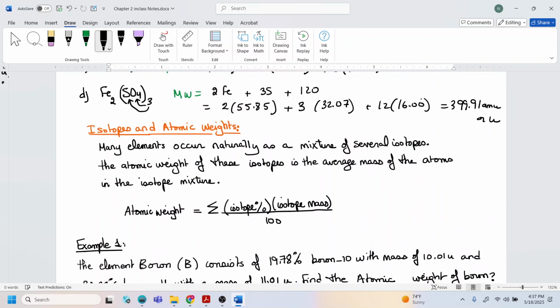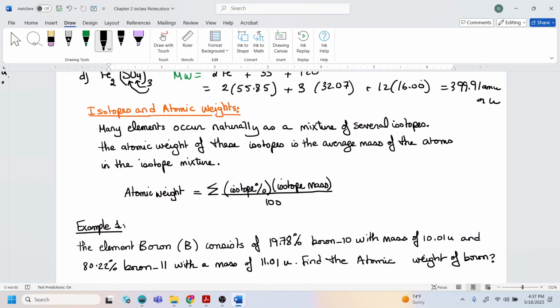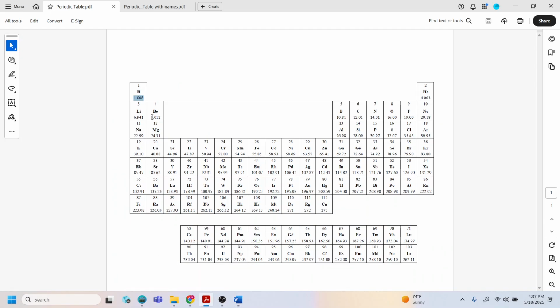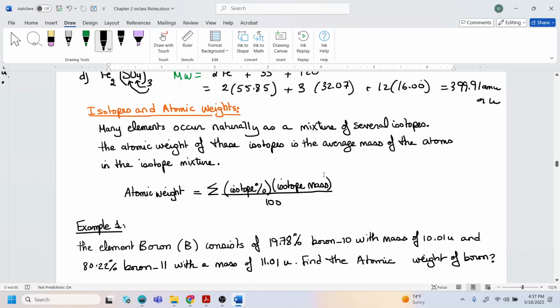Okay, now for isotopes and atomic weights. So remember what we said, that atoms do exist as isotopes, which is the same atomic number with different mass numbers. However, if you look at the periodic table, you just see 1 mass number. So what is this 1 mass number? It's the average of the mass numbers of all the isotopes, you guys. Okay, and it does have a formula.